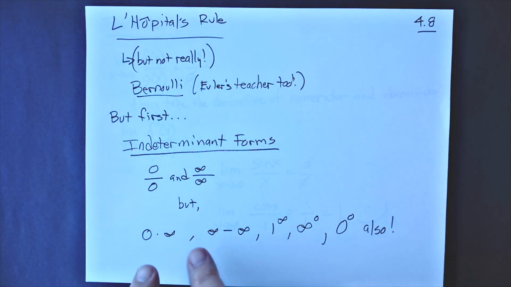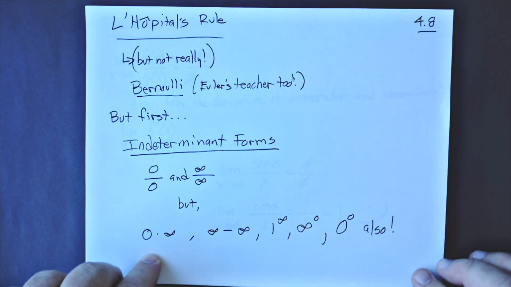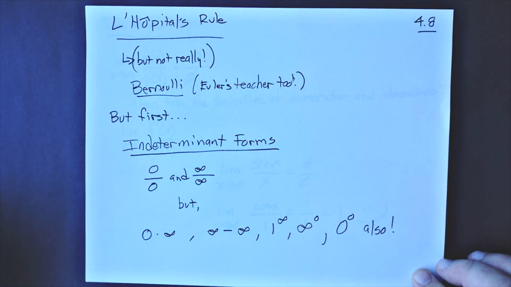So when you get these forms, and I'll show you some examples of these, my friends, you need to convert them to this form, to a fraction, a rational expression, in order to use L'Hôpital's rule. You cannot apply it like this. So if you get one of these indeterminate forms and you can't convert it into a rational expression, then you can't use L'Hôpital's rule.